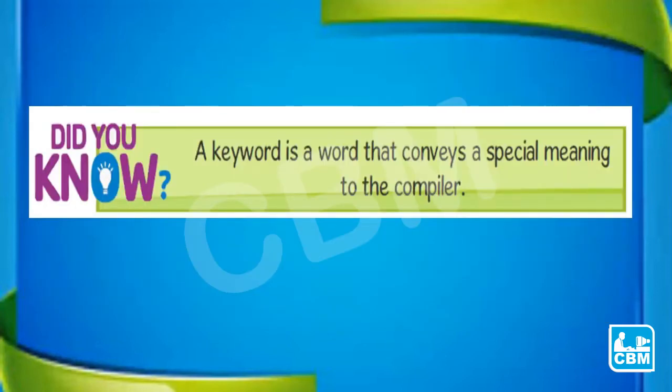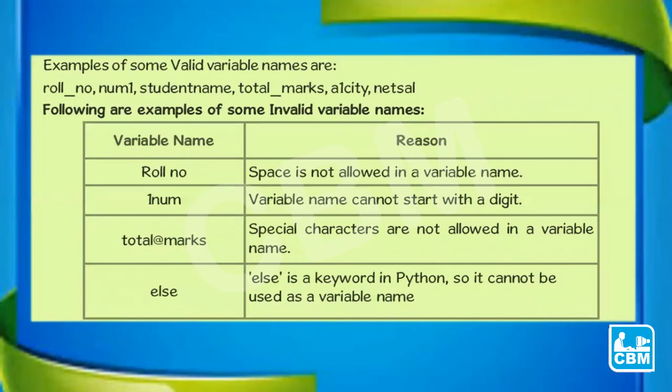A keyword in Python is a word that conveys a special meaning to the compiler. We'll be learning about keywords in detail in the next videos. Now, variables are considered to be invalid if there is space in the variable name or if the variables start with a number. Now, if any special characters are used, then the variable is considered to be invalid. Using a keyword in Python such as else cannot be considered as a variable name.